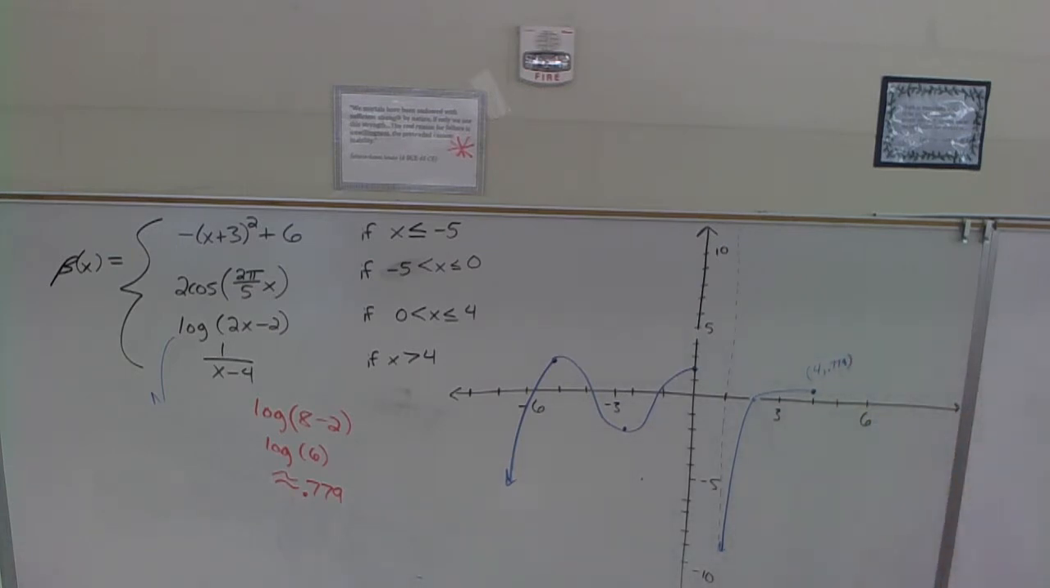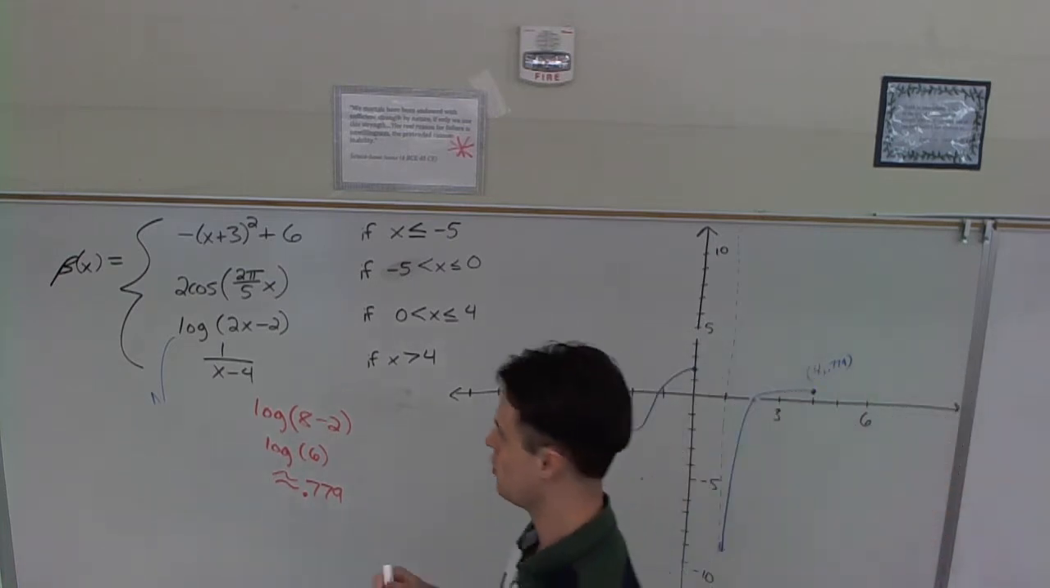Okay? And the last piece, we're just going to have our 1 over x shape. I think we reviewed that again yesterday too. This one's been shifted where? What's that minus 4 do?